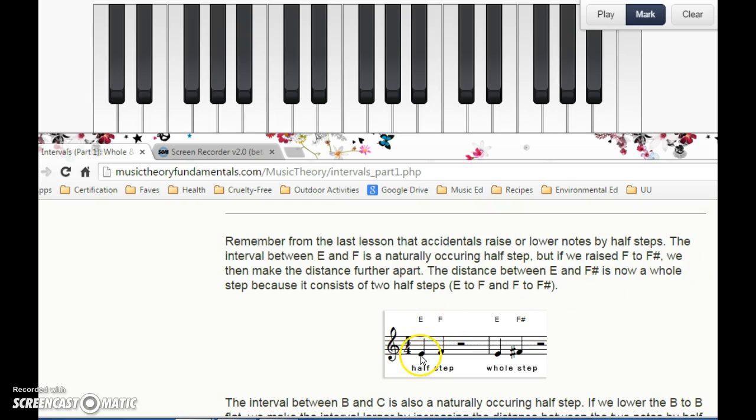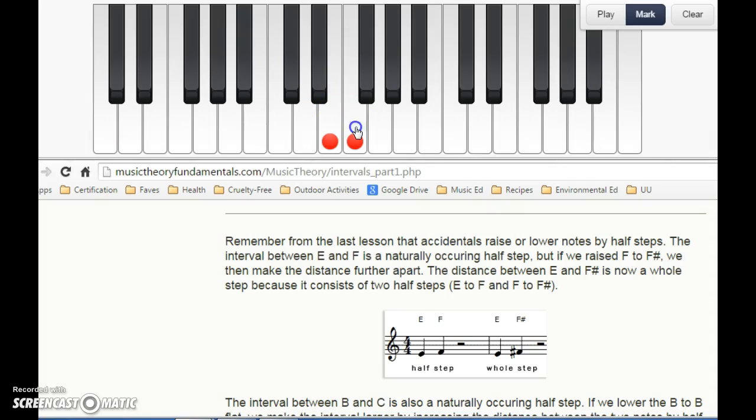So if we look at the interval between E and F, so looking up here on my piano, I have E here and I have F here. Think to yourself, is this a half step or a whole step? Hopefully, because you've seen the 2 dots and you've realized that there's no key in between these two, it is only a half step. That's what it's showing you right here. So the distance from E to F is just a half step.